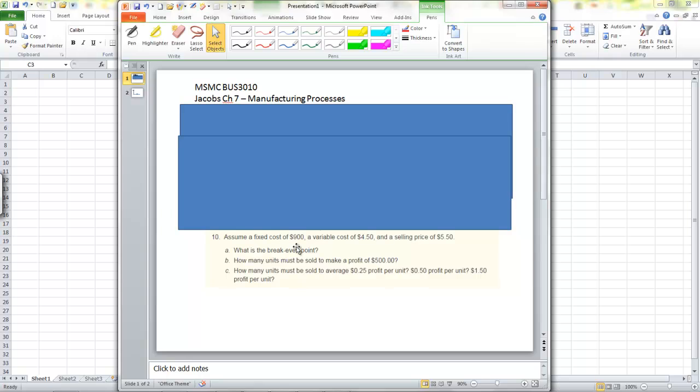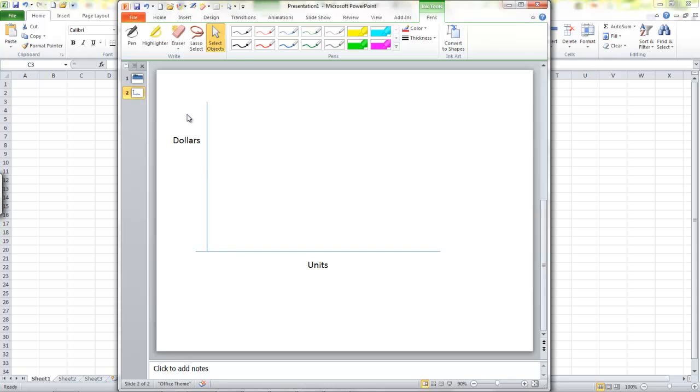Assume a fixed cost of $900, a variable cost of $4.50, and a selling price of $5.50. They jump right in. They're not telling us what we're making here. We don't even know if it's books or bicycles, and it doesn't matter. We could just look at this as a generic problem, and we'll solve it using the steps that we've used previously.